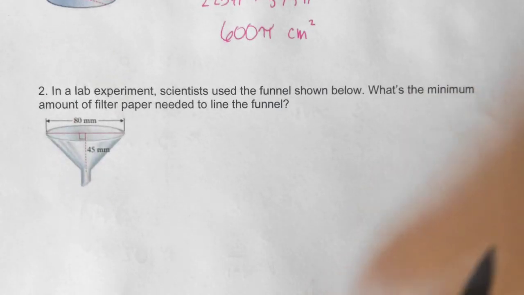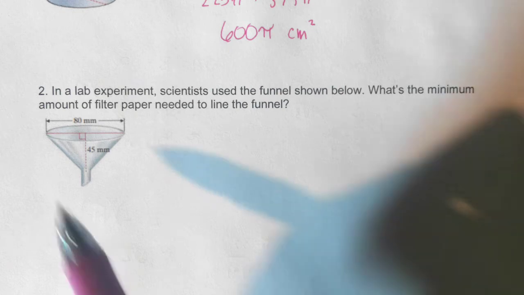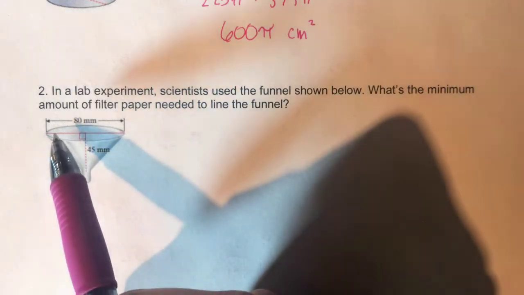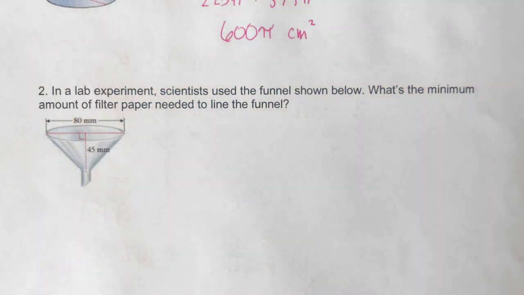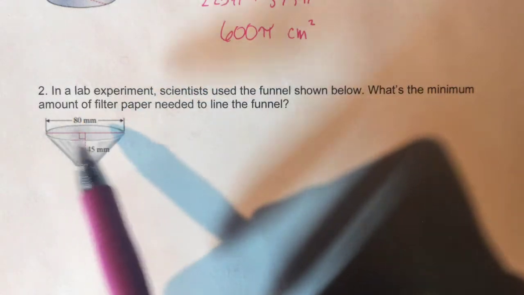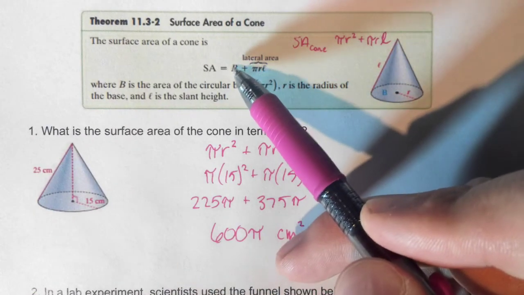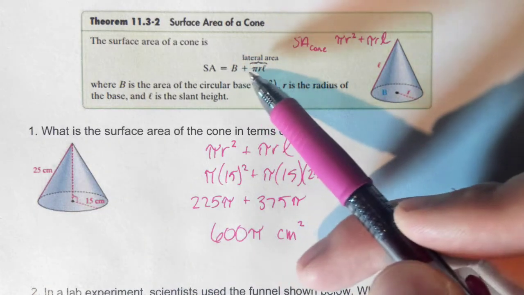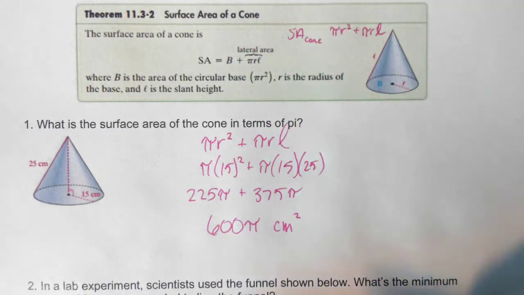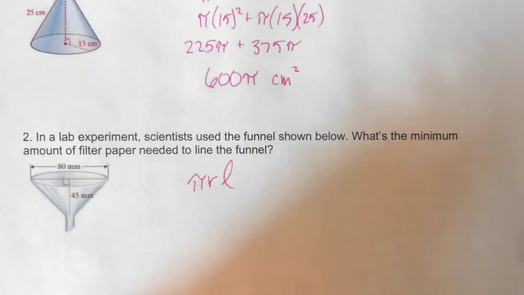In a lab experiment, scientists use the funnel shown below. What is the minimum amount of filter paper needed to line the funnel? So we're just going to line the funnel with paper to help protect that funnel. And so to do that, we would not need a top. So we're going to, again, adjust our formula. We don't care about the base anymore because we're not going to put paper around the circle. We're just going to cover the lateral area. So we're just looking at that pi r L part.